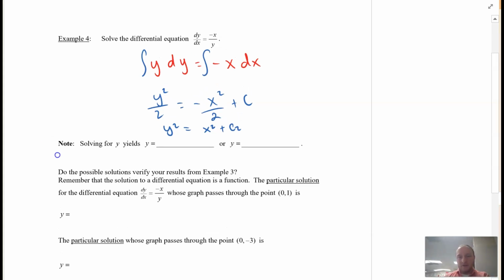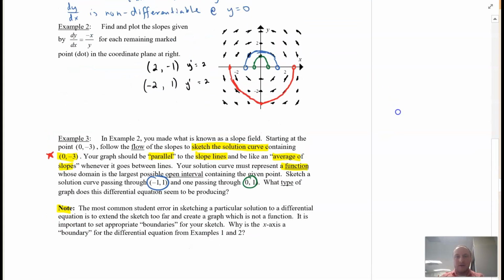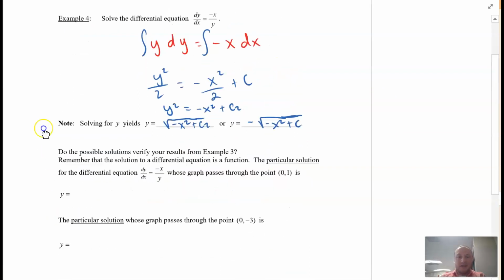And now we need to take the square root of both sides. So on this side I have a positive square root of negative x squared plus c, or it could be negative, right? Plus or minus. That's the moral of the story that we're trying to get at. So I have two different solutions. Do the possible solutions verify your results from example 3? If we go back and look at these different curves, does that look like those functions? And the answer is yes.